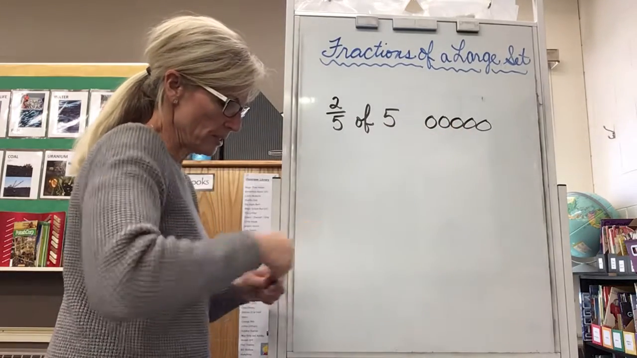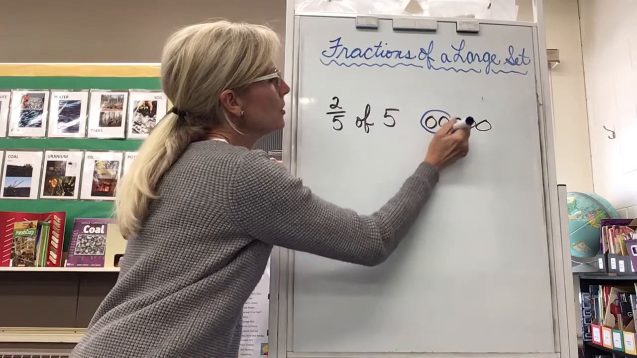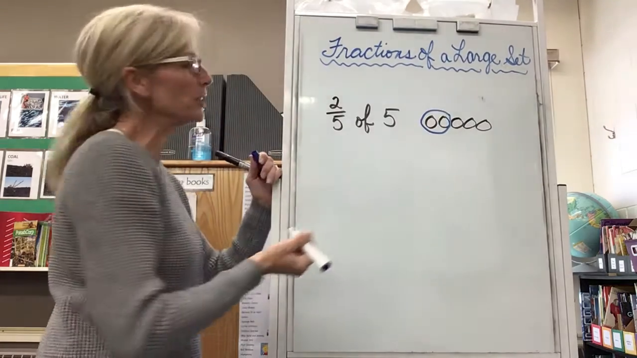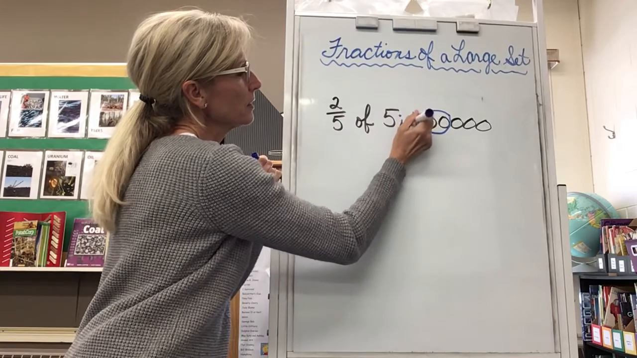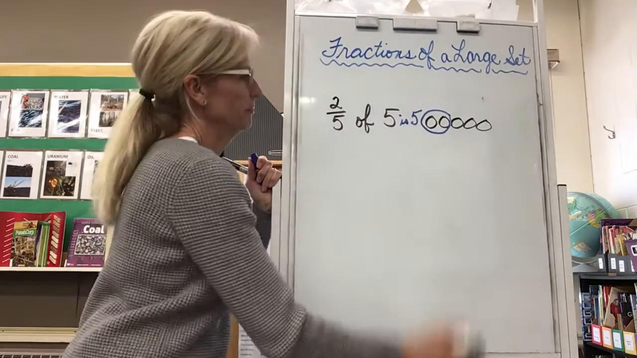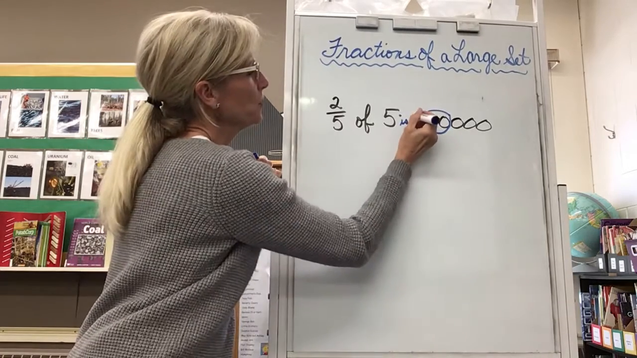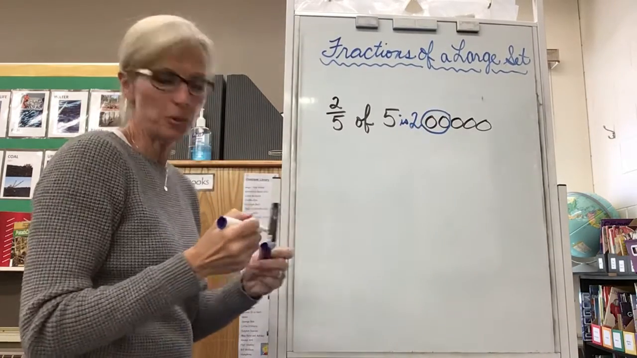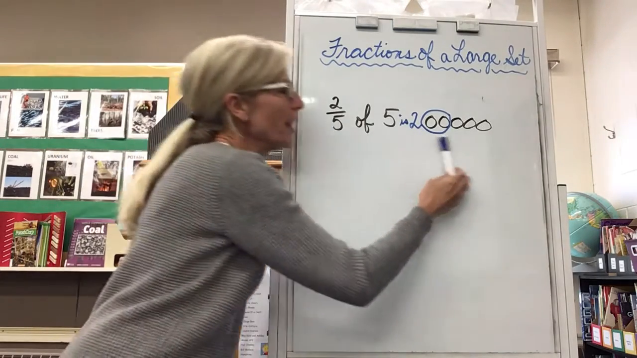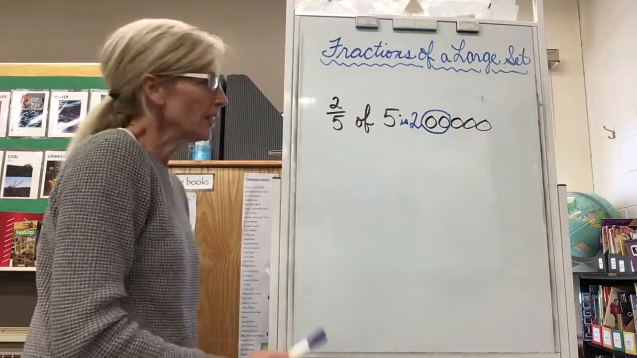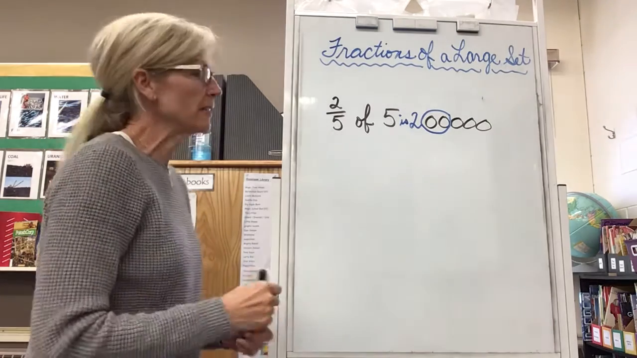So let's use a blue marker and circle 2 out of the 5 cookies. So 2/5 of 5 is, oops, not 5, sorry, I'm sleeping. 2/5 of 5 is actually 2. So when your denominator matches the number of items that you have, then it can be quite easy to figure out what a fraction of that set is.